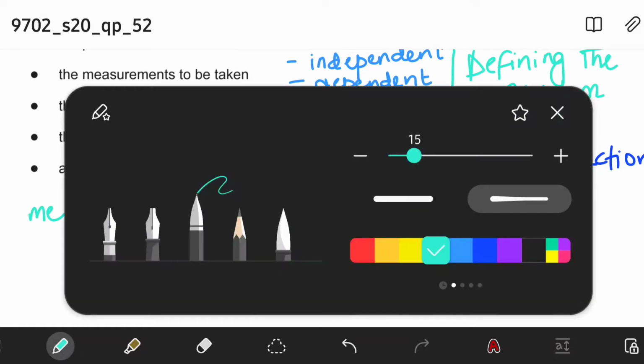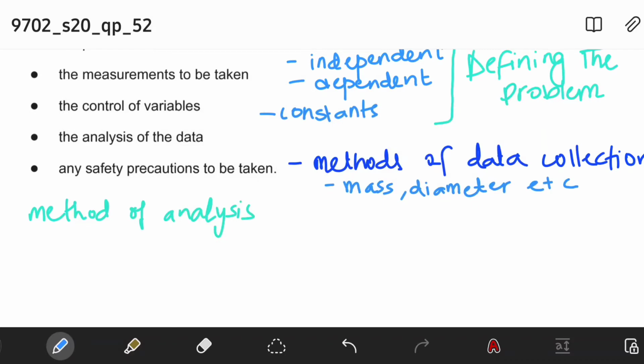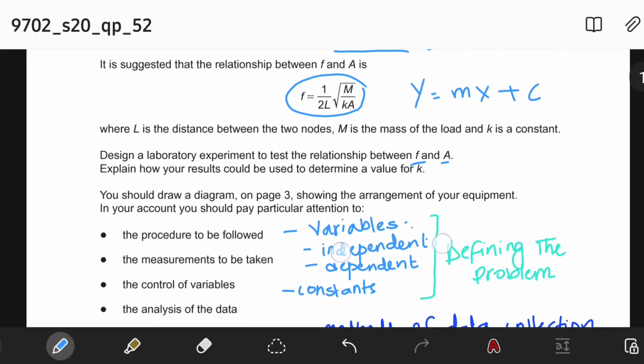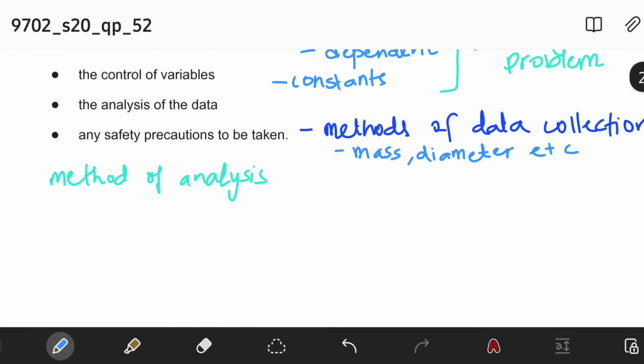For this, what you need to do is bring this equation right here. Since this is not in linear form, you need to bring this into a linear equation, which is y equals mx plus c. And then you need to show how you are going to analyze the results, right? And for that, you draw graphs, right? So for drawing a graph, you need a relationship between two quantities. So for that, you will need a linear equation.